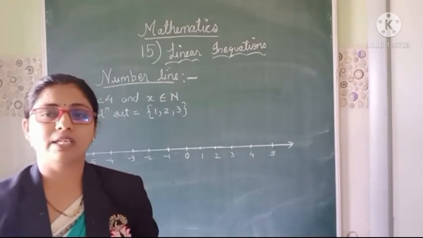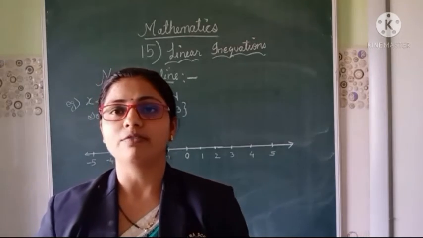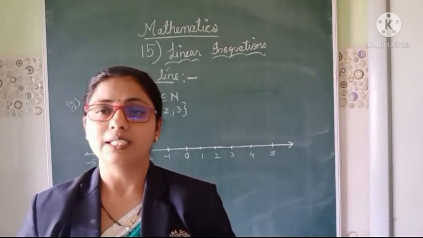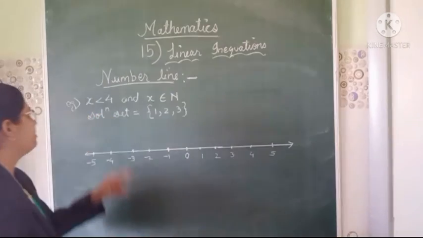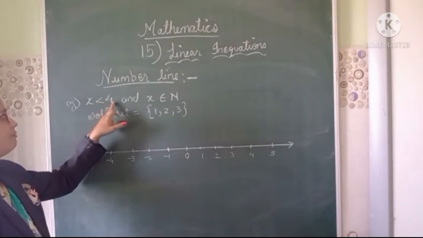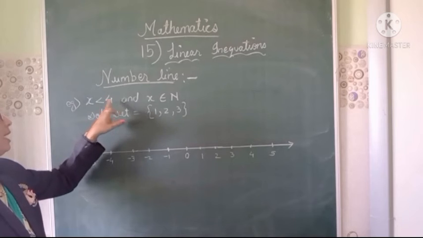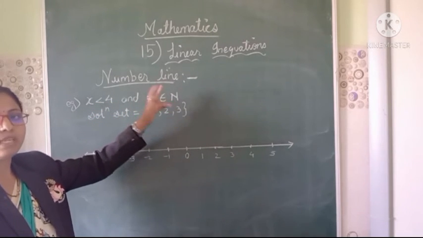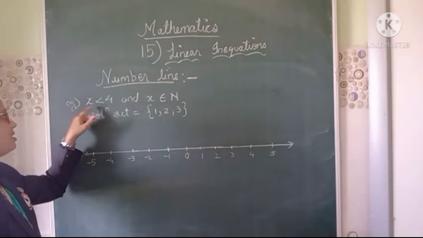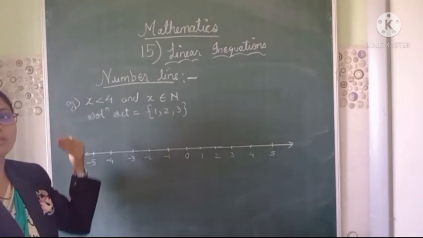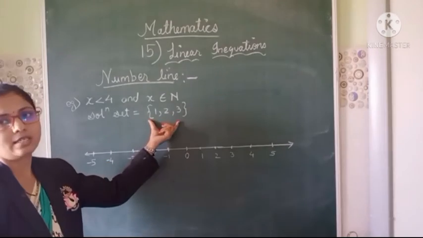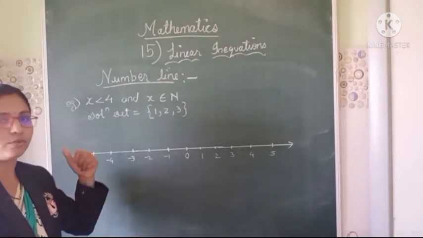So we can make a graphical representation of an inequation on this number line. How? Let us see. The example is given as x is less than 4, and x belongs to natural numbers. So make the solution set for x less than 4. What are the numbers less than 4? Natural numbers 1, 2 and 3. These are the natural numbers which are less than 4.